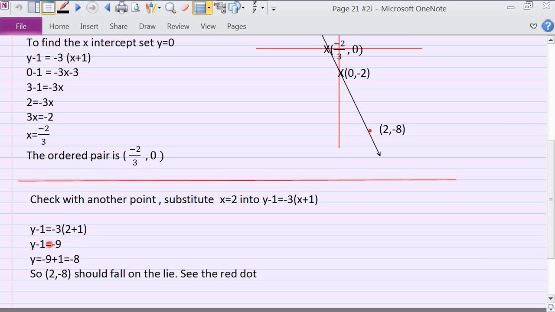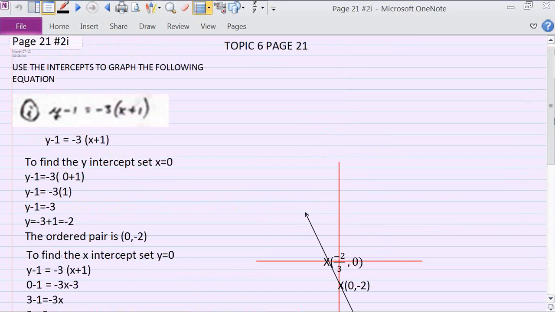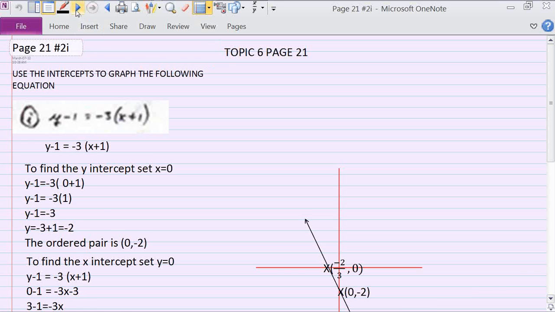Bring the 1 over to this side, the right side, and I get plus 1, and so y equals minus 8. So when x is 2, y is minus 8. 2, minus 8 should fall on the line. So I plotted approximately. Here is x1, here's x2, and if I go down here, you can see this would be approximately minus 8. So the red dot shows that the initial 2 points are probably correct for the drawing of this graph.